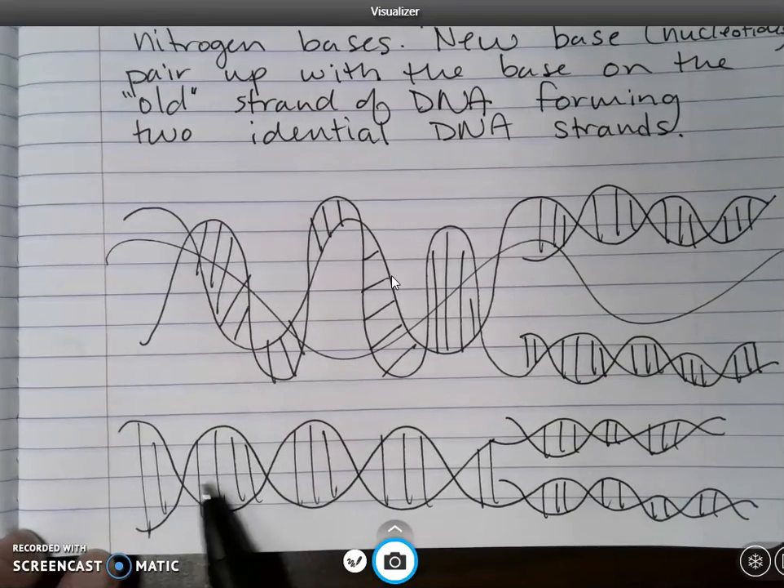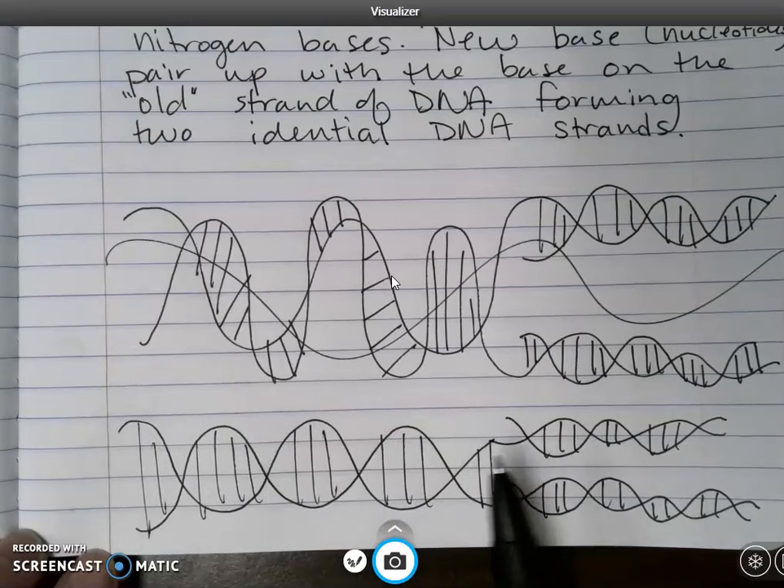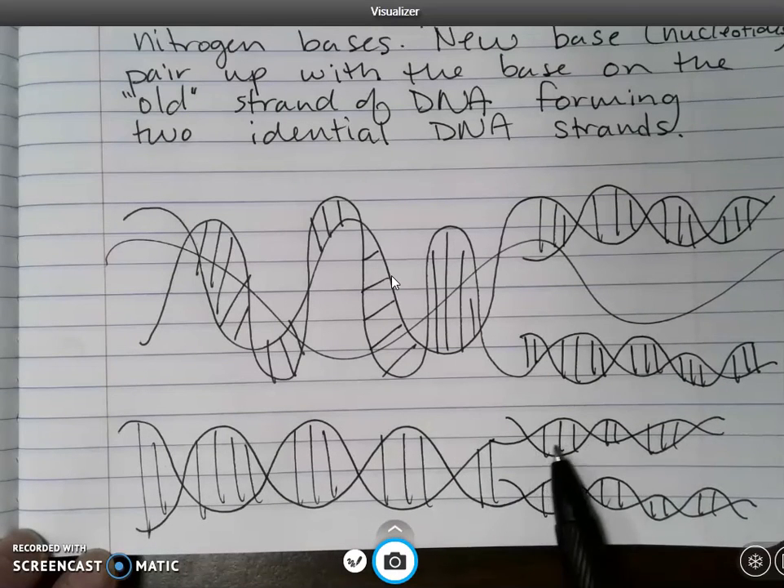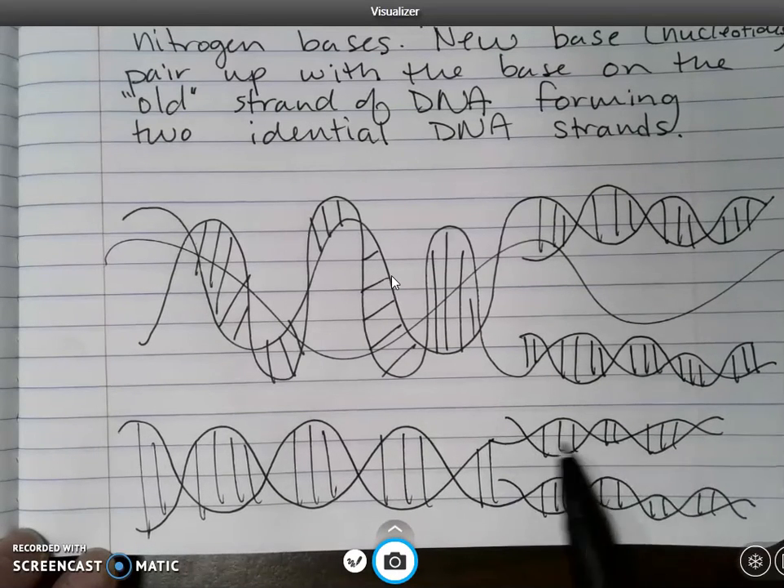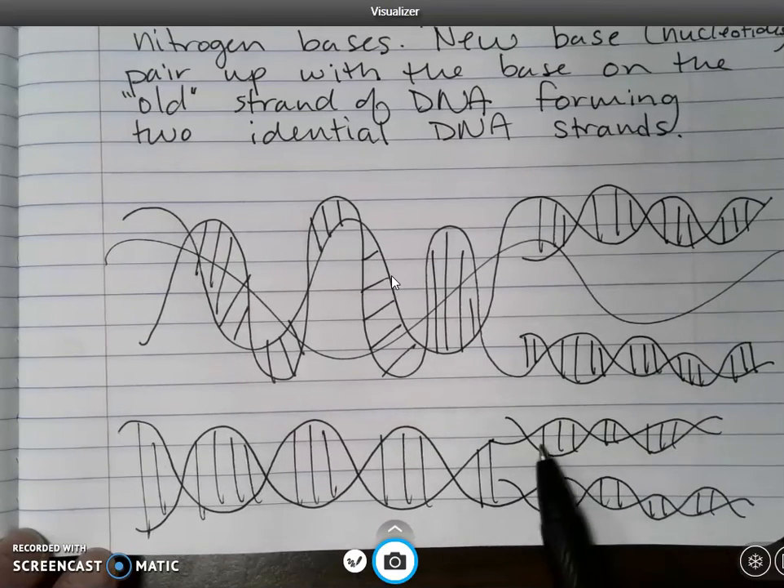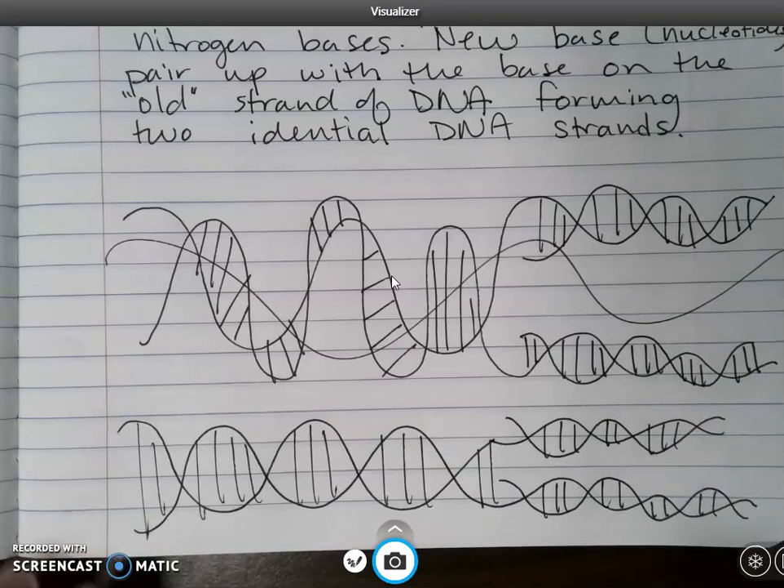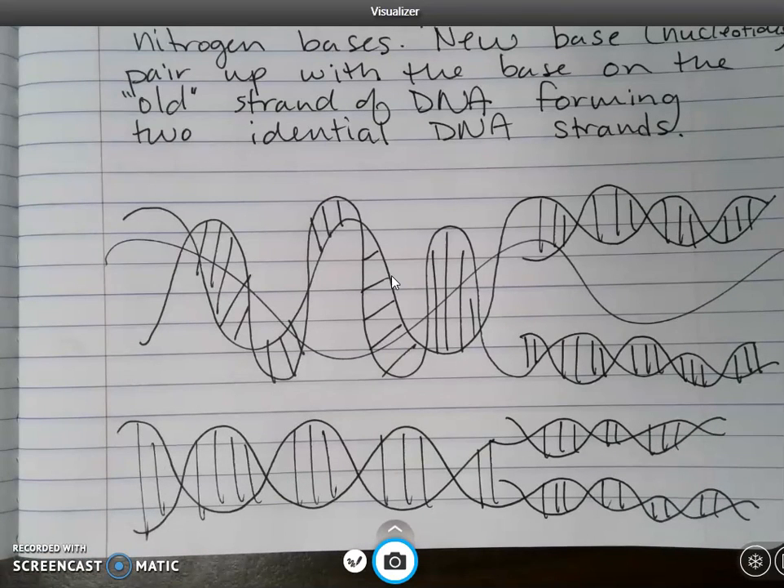Here is our old strand of DNA that has not yet unzipped. It will, don't worry. And here we have our new strands, here and here. These are going to be exactly identical. There's not going to be any difference at all between this strand and this strand. So this is how the DNA is replicated during the S phase of interphase during the cell cycle.